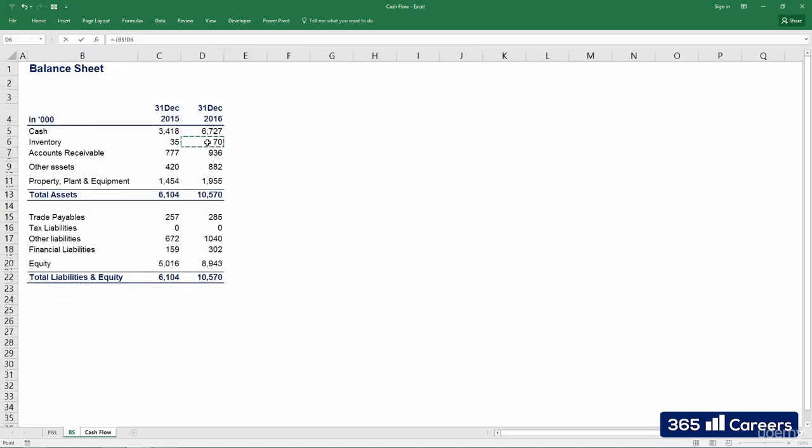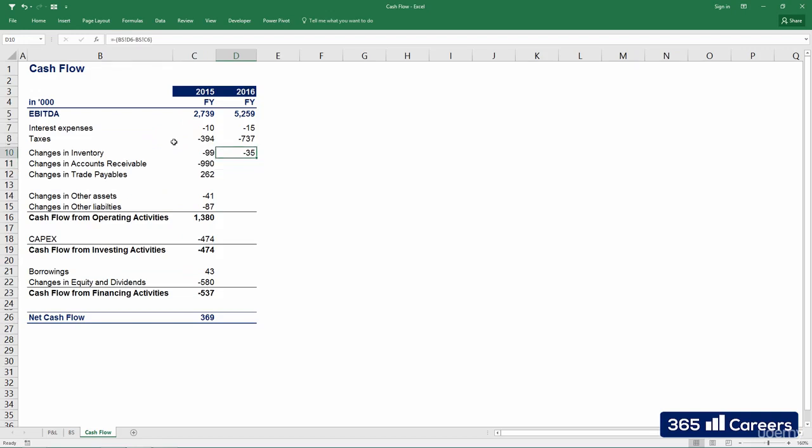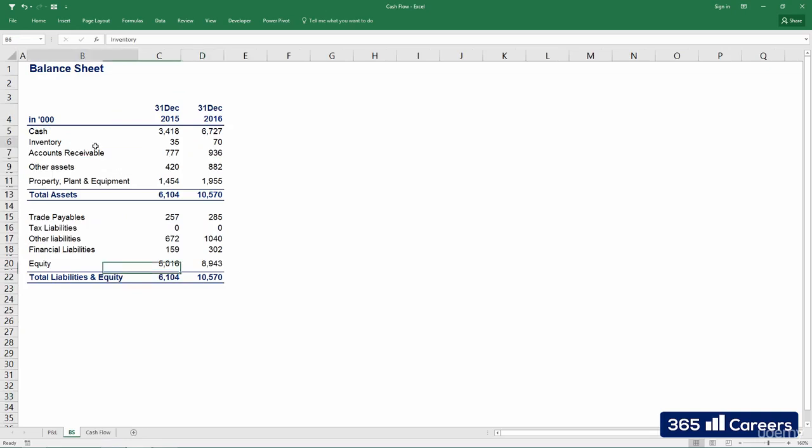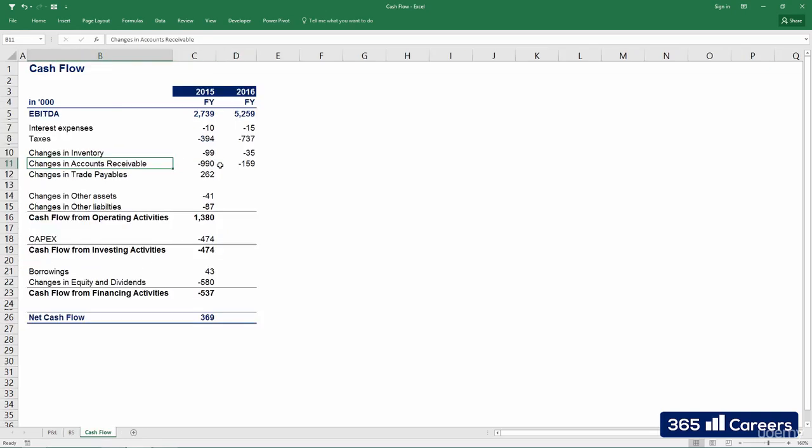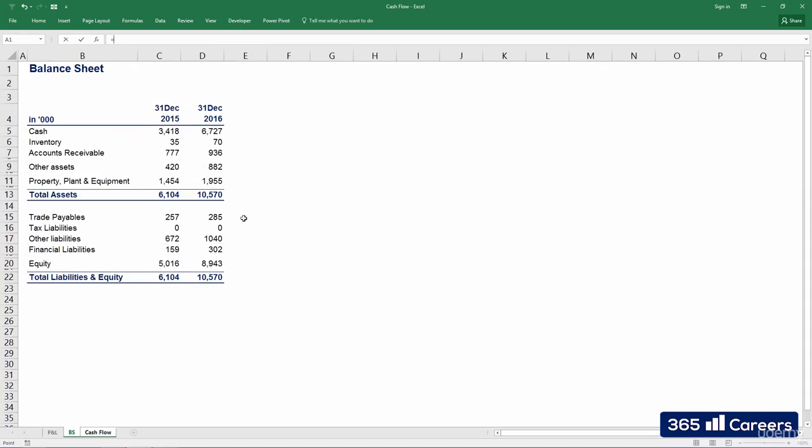Let's copy the same formula for the row below, as trade receivables stand exactly below inventory in the BS sheet, and the same formula is applied to them as they are an asset. Next, we have trade payables. They are a liability, and their increase generates cash. Hence, we would not put a minus sign in front of the formula that calculates cash movements for liabilities. We are subtracting the amount of trade payables at the end of 2016 and the amount at the end of 2015.